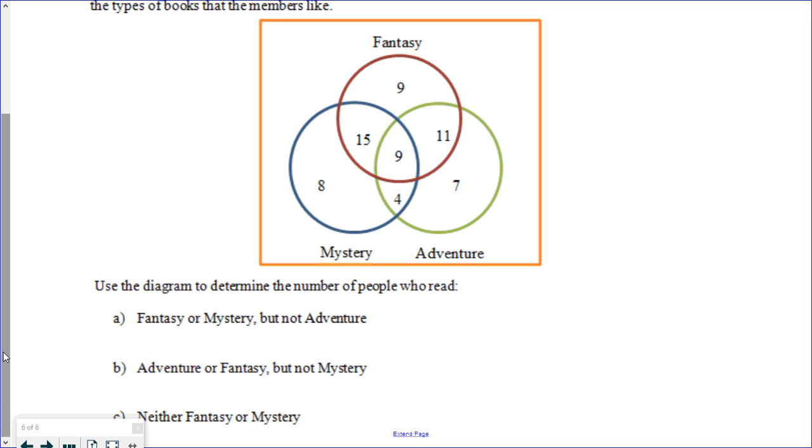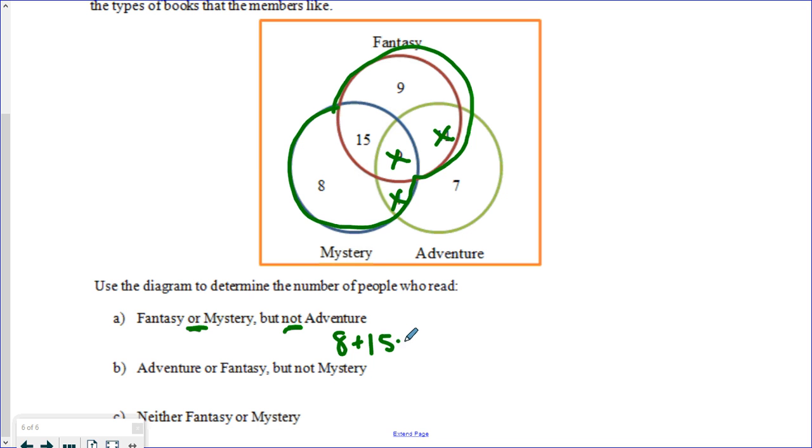It says use the diagram to determine the number of people who read fantasy or mystery, but not adventure. So again, words like not versus or. Fantasy or mystery, if it just said that, would be this, but it's specifically saying not adventure. So these people like adventure books, these people like adventure books, and these people like adventure books. So in order to find fantasy or mystery, but not adventure, 8 plus 15 plus 9, and that's equal to 32.